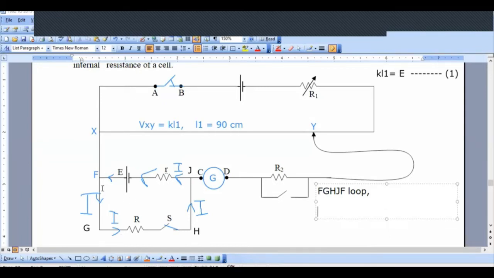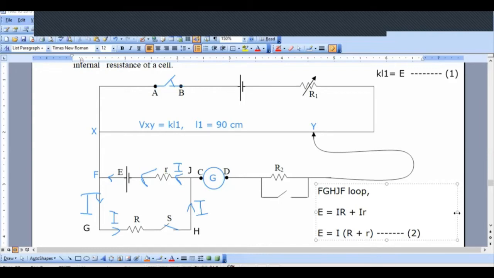the only EMF source in that loop is capital E, and there are two resistors, I into capital R and I into simple R. Here, I can be taken out from a bracket because I is common. So the remaining terms will be simple R, capital R plus simple R. Got it here? So let me mark this as my second equation.